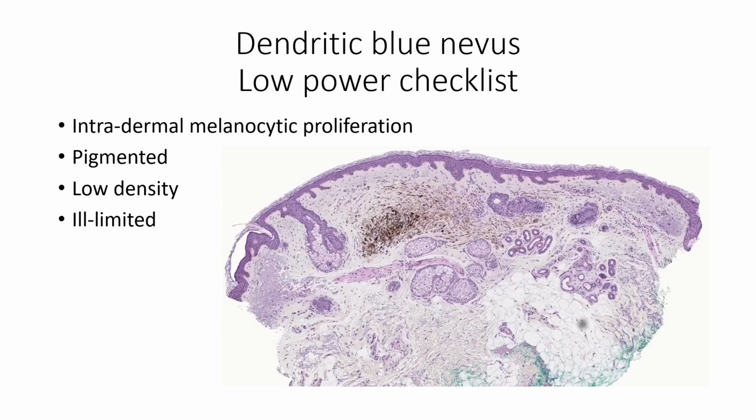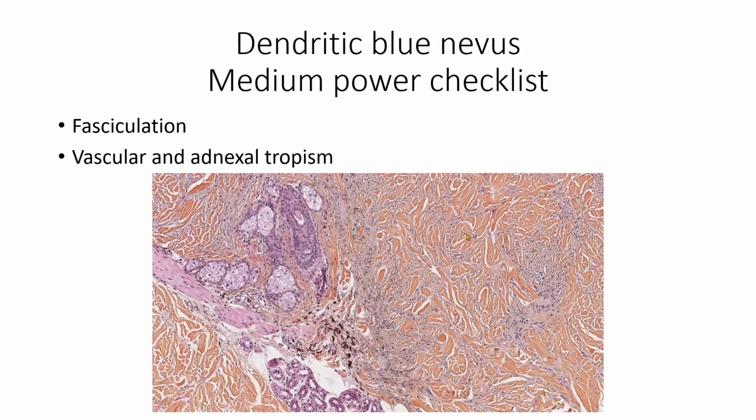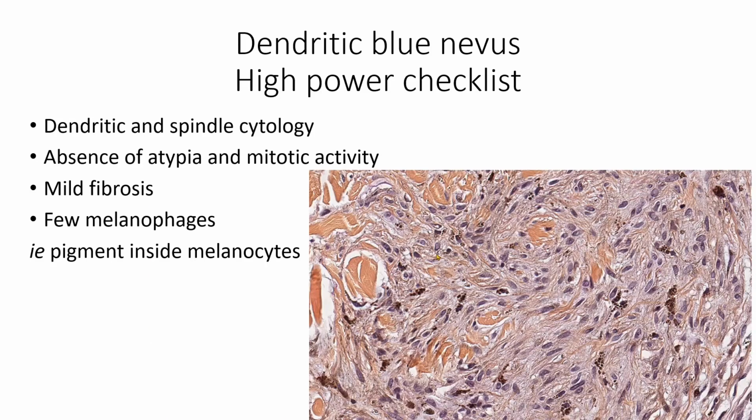Here is the low power checklist. So you're going to look for an intradermal melanocytic proliferation that is pigmented. There is usually a low density and the lesion is ill-limited. At medium power, you will see fasciculation in the tumor and a tropism for vascular and adnexal structures. At high power, we can see the cytology is mainly dendritic and spindle cells. There's no atypia or mitotic activity.